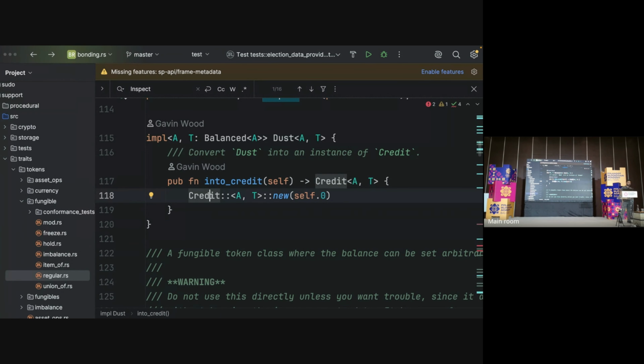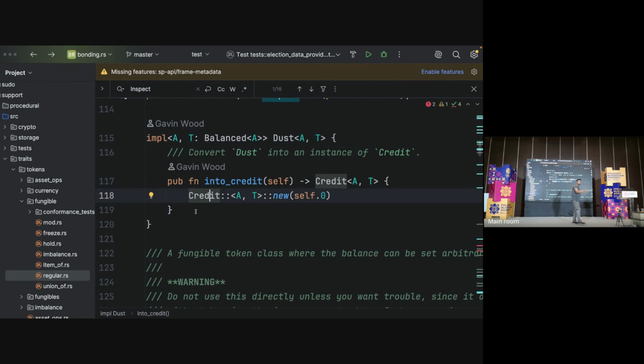But these are all low-level APIs. You are expected to use the high-level APIs, which are inspect and mutate, which are very simple to use, and they have only four or five functions each, also for holds and freezes. And yeah, it's a high-level library for you to handle any type of asset.